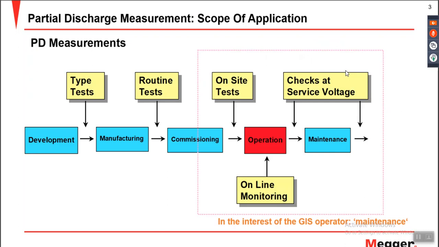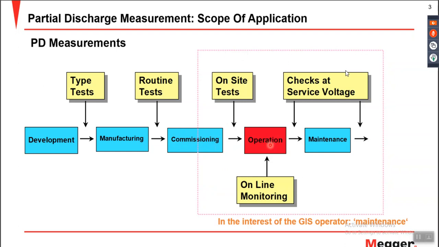So coming to the first slide about the scope of application. If we see for the GIS particularly, this partial discharge measurement test is a part of a type test during the development of GIS. Then it is followed during the manufacturing stage as a routine test. Then once the GIS is supplied to a site where it is going to be installed, during the site commissioning it is part of an on-site test. So it has to be performed prior to charging the GIS or taking the GIS into operation.